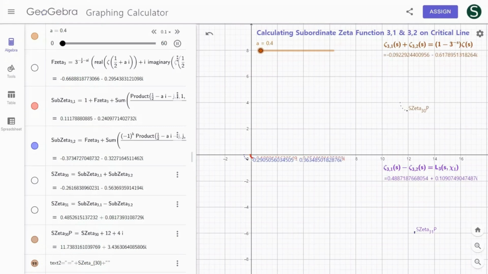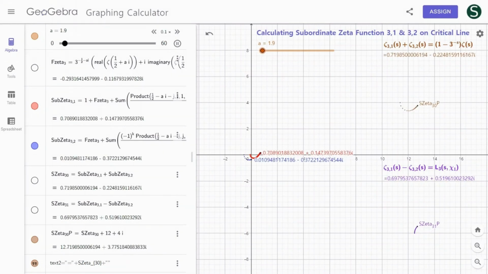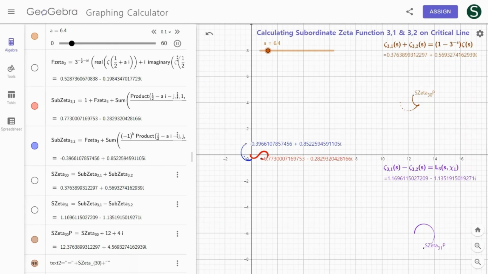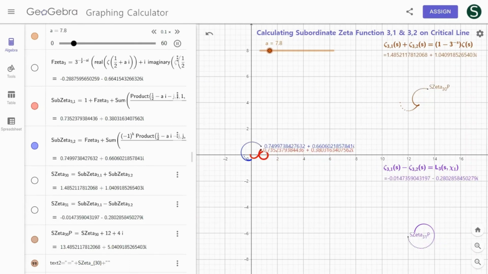By the binomial theorem of the zeta function, the subordinate zeta function located on the critical line can be obtained, and the L function of mod 3 can be derived by the subordinate zeta function. If the subordinate zeta functions 3, 1 and 3, 2 are calculated up to 100 terms of zeta functions, there is an error of more than 13 decimal places at s equals 1/2.